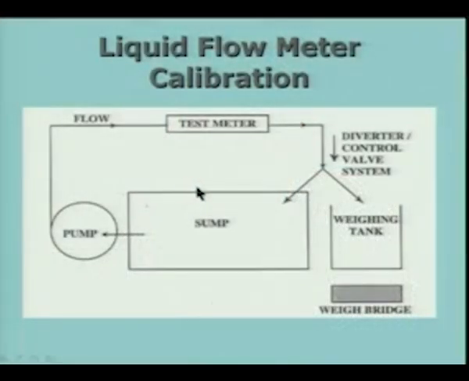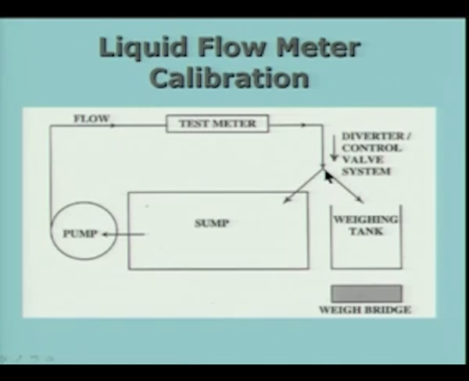The second method, which is very simple in the case of liquid flow, is this: there is a pump, there is a sump here, the liquid is circulated, it goes to the test meter, and then it can either go into the weighing tank or go to the sump. So, what I have here is a diverter or a control valve system. It will send the fluid either to this side or this side by opening very quickly, a quick acting control valve. So, it will either go back to the sump or go into the weighing tank.